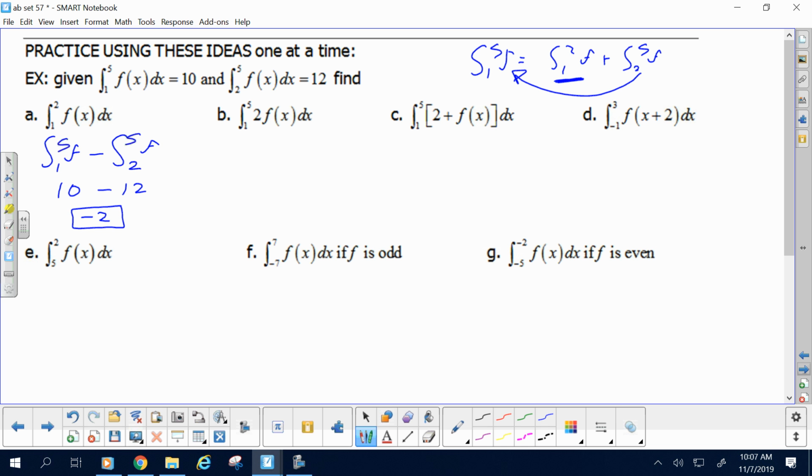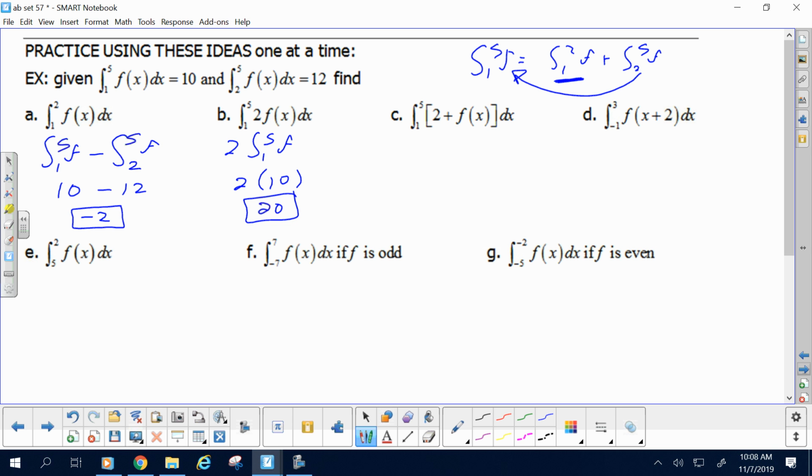B, what's going on there? They want 1 to 5, which I have, but this has got a 2 in it. What's the rule? You can move the 2 out front. Then do the integral. What is the integral equal to? 20. And so our answer is 20, yeah? It's not a lot of work, but that little bit of work really slows your mind down to make you process a little slower so you don't make some silly mistake, okay? So writing slows your mind down.